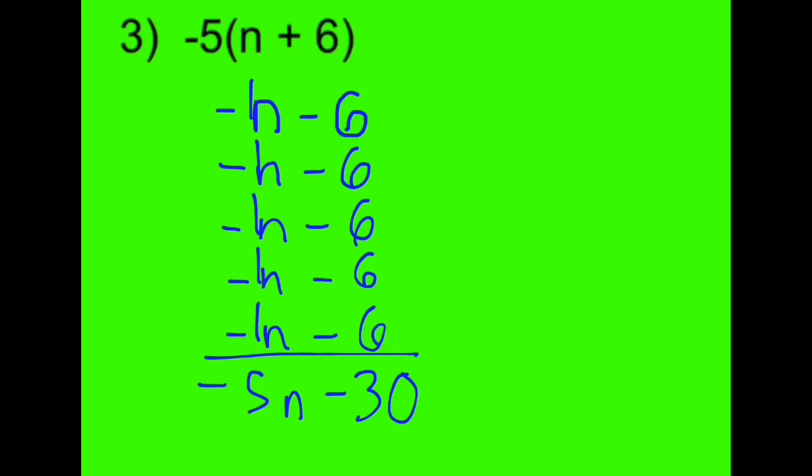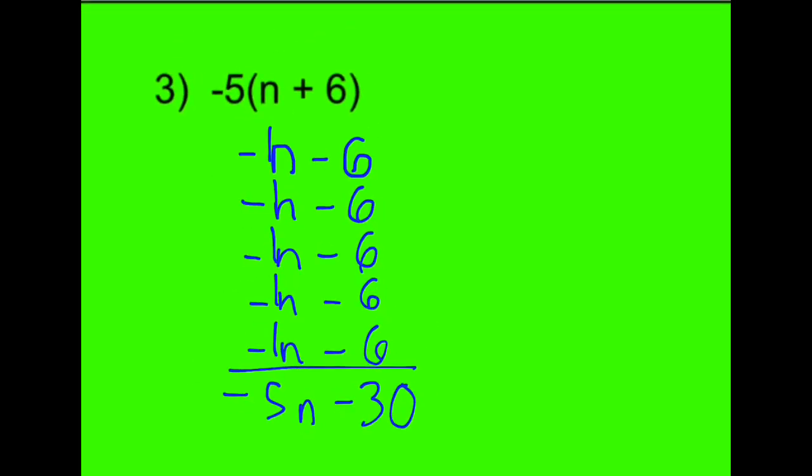Now let's see if the shortcut method would work here. Negative 5 multiplied by n would be negative 5n. And negative 5 multiplied by positive 6 would be negative 30. So it absolutely does if you remember that the sign in front of the integer belongs to that integer, and you have to include those signs when multiplying.